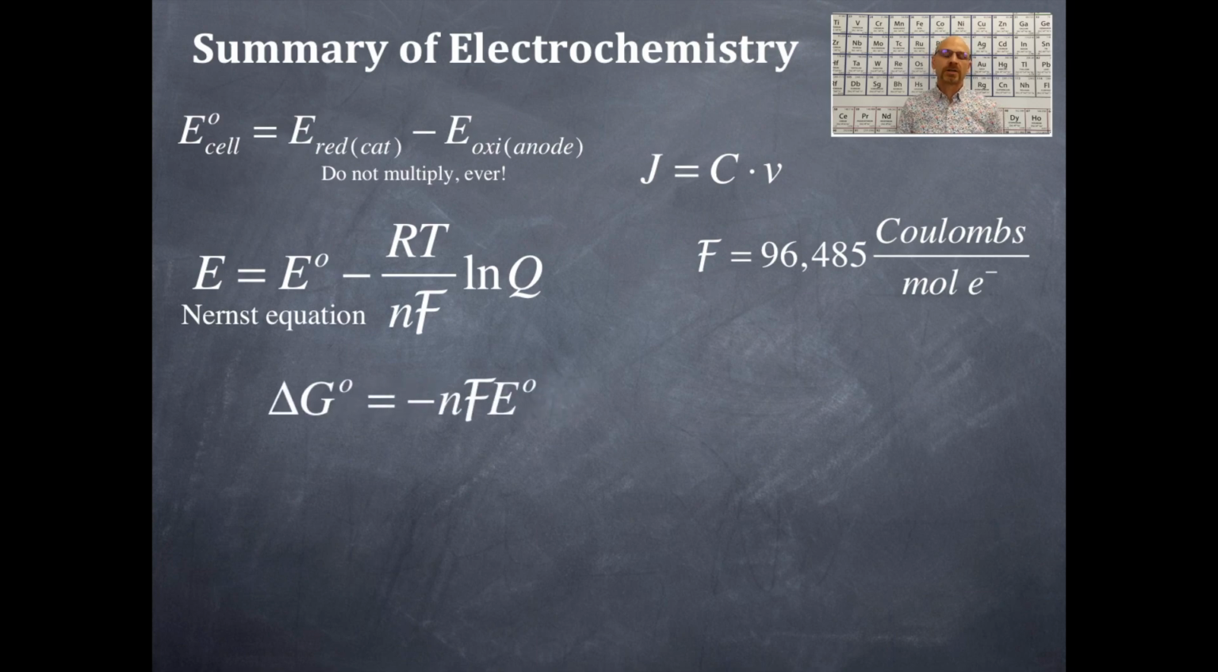Okay, then we have this equation, which is a new equation for us, and we already talked about entropy and enthalpy and Gibbs free energy. Delta G naught is the Gibbs free energy. That's equal to negative NF E naught. So delta G, Gibbs free energy, is equal to negative N, where N is the number of moles of electrons that are transferred, F is Faraday's constant, and E naught is the electrochemical cell potential under standard conditions.